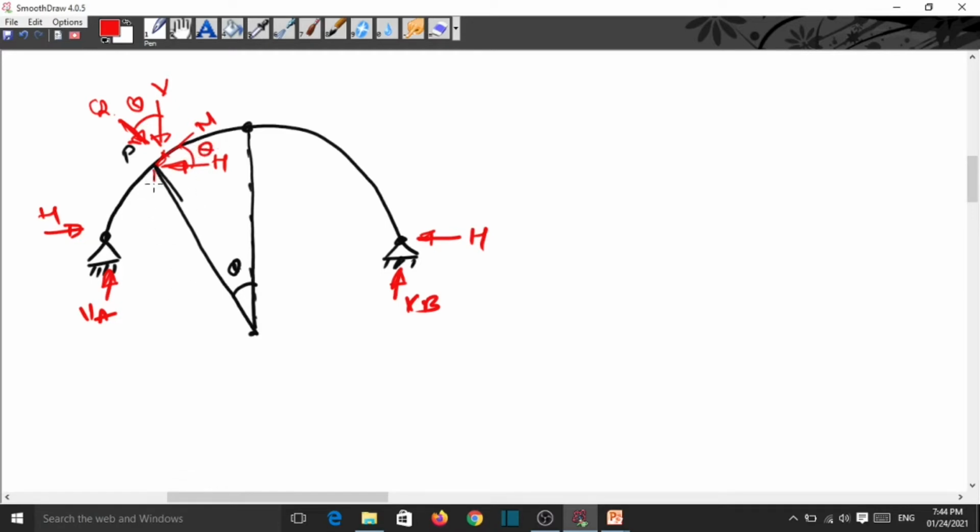Now for the circular arch, in the case of the parabolic arch we take the axis from the springing point or support, but in the case of the circular arch we have to take x from the center. X is from the center, and this line is R, this is also R, and this also is R. The property of this circular arch is that we want this theta for the calculation of the radial shear and the normal thrust. So sine theta is equal to the opposite side divided by the hypotenuse, so x divided by R, and this x is measured from the center.